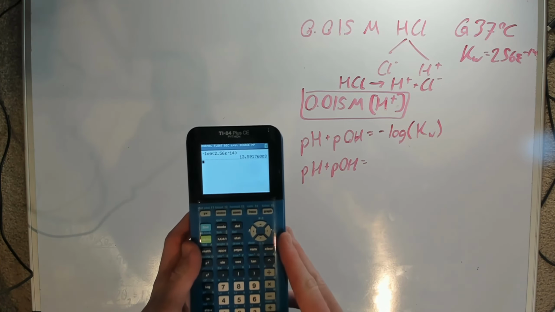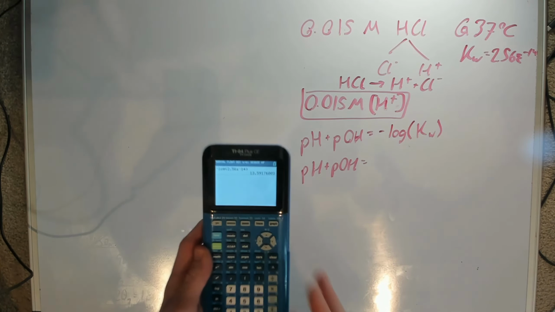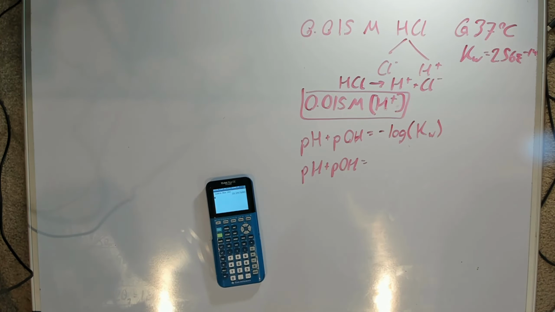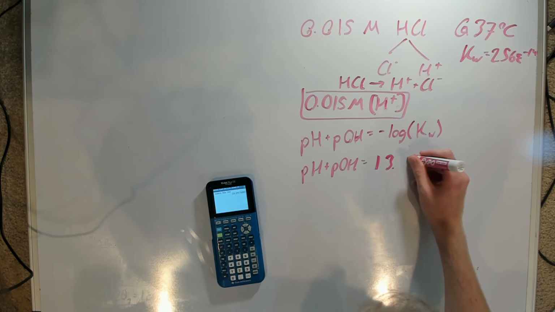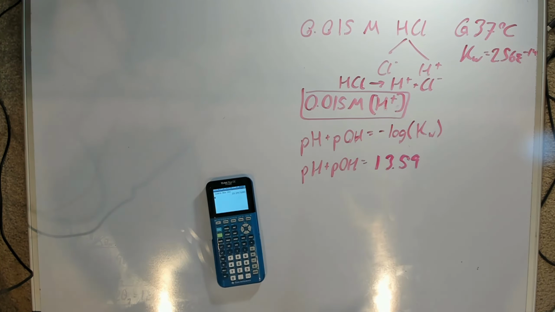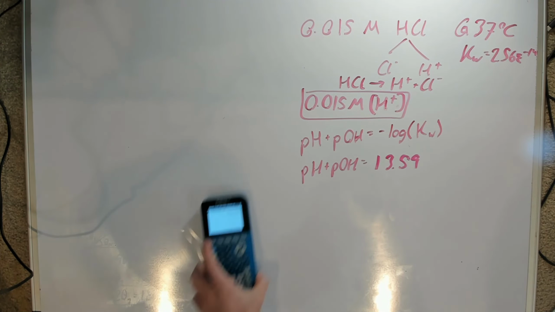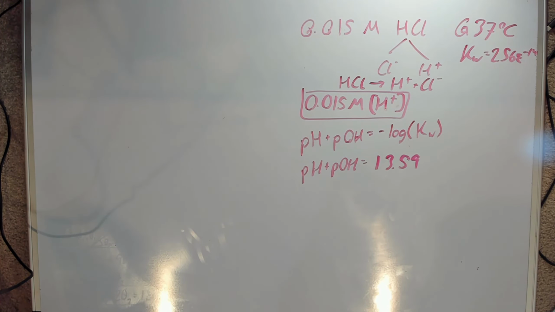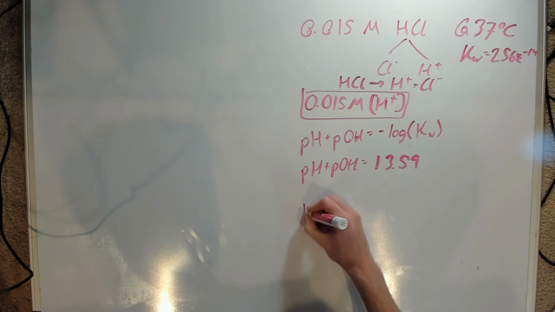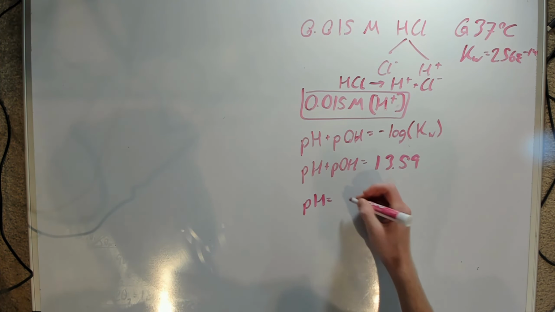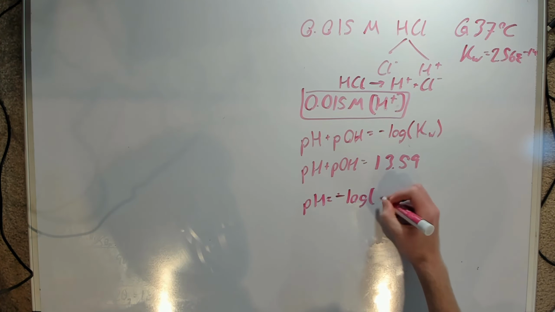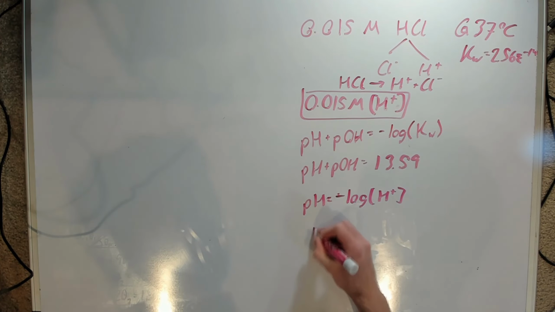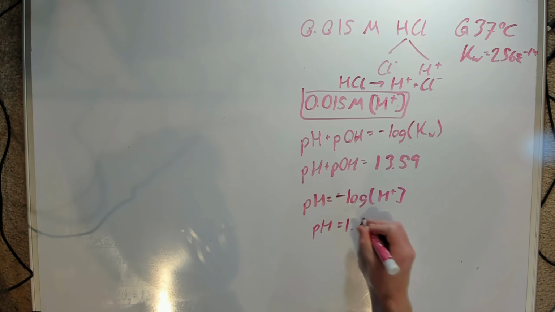So that means if we raise the temperature a little bit, that pH is going to drop slightly, or at least the maximum pH will drop. So we'll now have 13.59 as our new number that we're going to base everything off of. So now pH is equal to the negative log of the concentration of H+. That doesn't change. So pH, again, is just going to be 1.82.